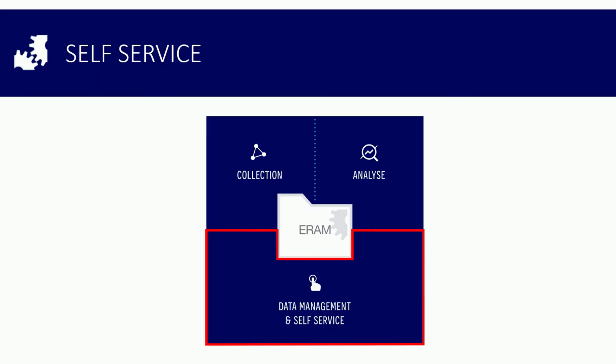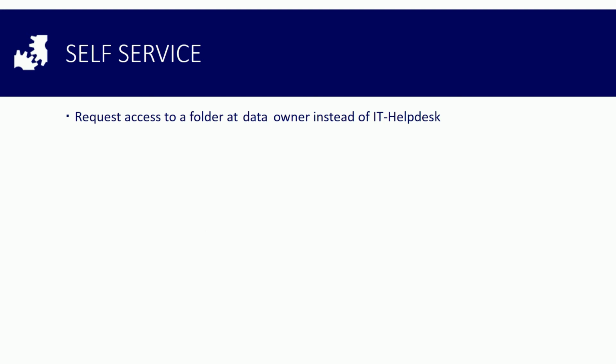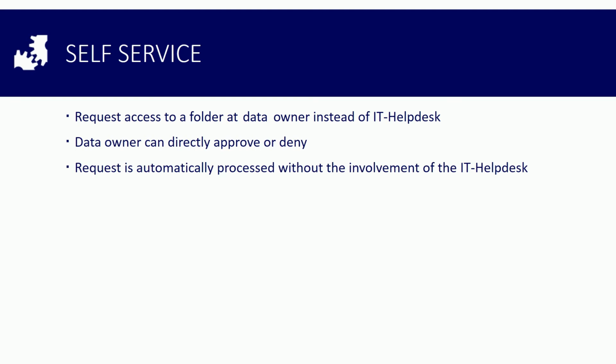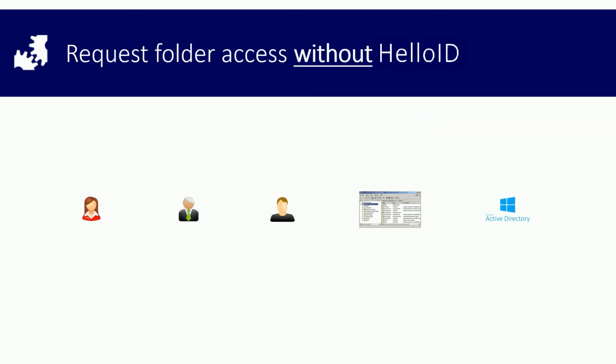The Self-Service module. With self-service, an end user can request access to a folder or a share directly through the data owner instead of going through the IT help desk. The data owner can immediately approve or deny the request. The request is processed automatically in the Active Directory without any involvement from the IT help desk. Let's take a look at the process.